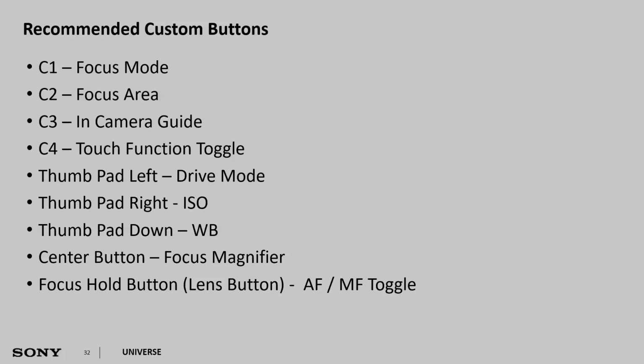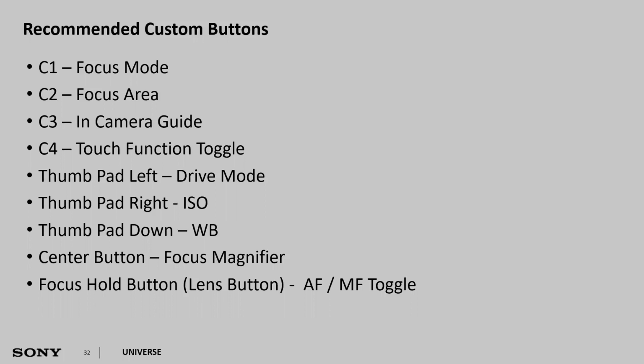Some of my favorite things to set for custom buttons, if I'm using an A7 series camera or an A9 series camera, I like to have the focus mode, focus area set for C1, C2. On an A9, you can't do that because it's actually on a dial, but on the A7 series, I can set the focus mode on there. And then this just allows me to still keep the camera on my eye, but as I press C1, I can toggle between AFS, AFC. I can also quickly toggle between different focus areas as I need to as well.